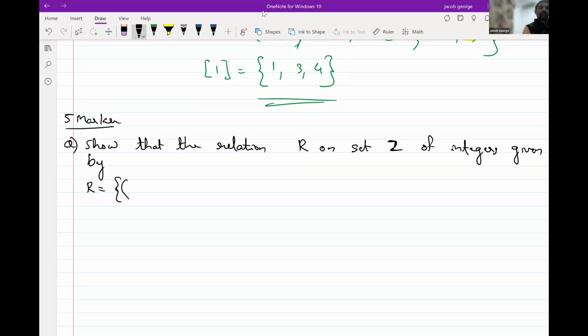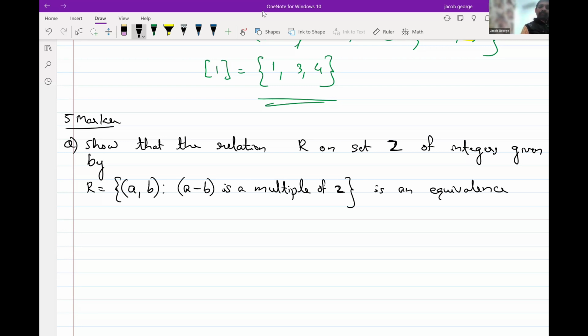the set of all ordered pairs (a, b) such that a minus b is a multiple of 2. a minus b is a multiple of 2, is an equivalence relation. That is the first part.